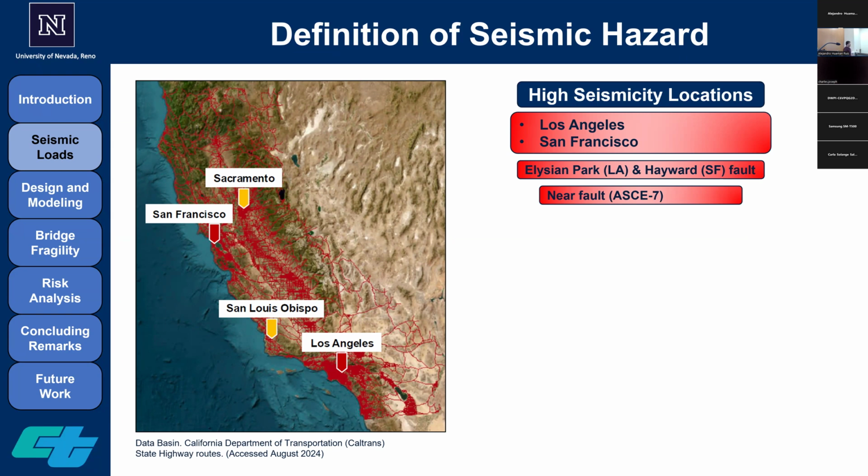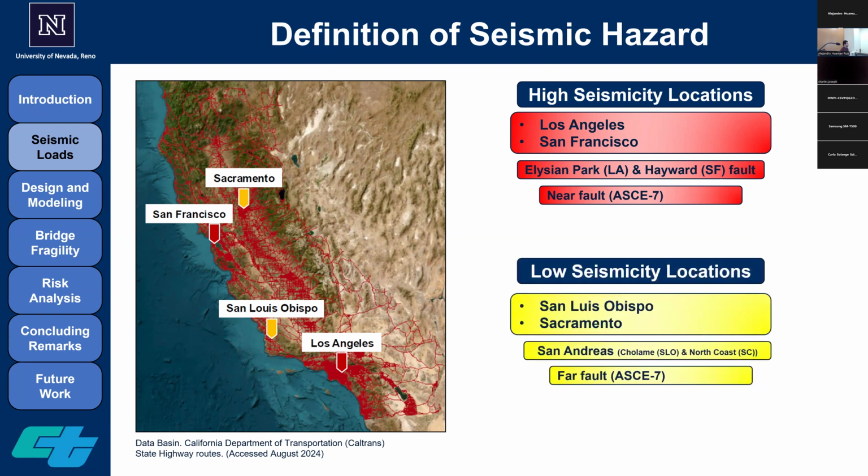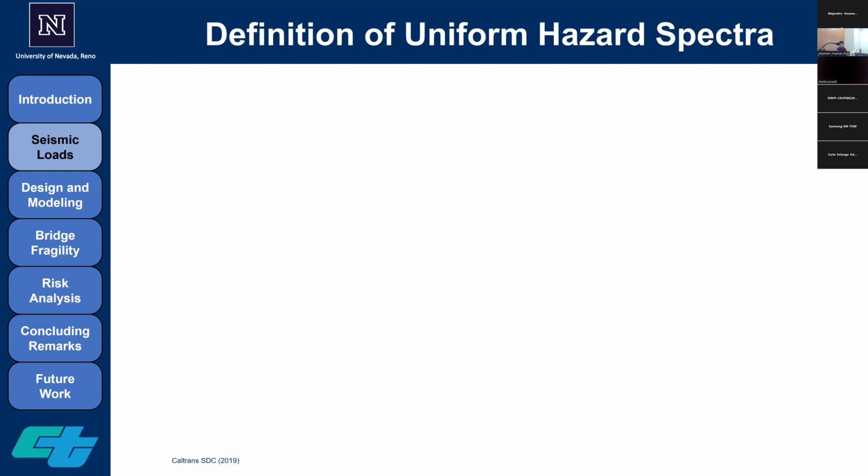And for low to moderate seismicity, we are looking at San Luis Obispo and Sacramento. For both of these locations, we see the San Andreas as the most contributing fault, and these are considered far fault according to the definition of ASCE 7. So, in order to do the primary seismic design of this structure, we need a design spectrum. The way Caltrans does it is using the UHS, or Uniform Hazard Spectrum, which comes from probabilistic seismic hazard analysis, from the hazard curve, and is then transferred into these spectra. This is going to be our target spectrum for designing.